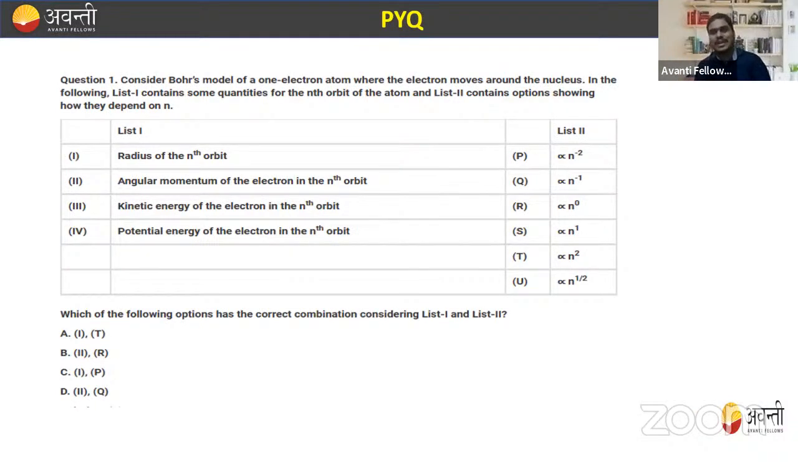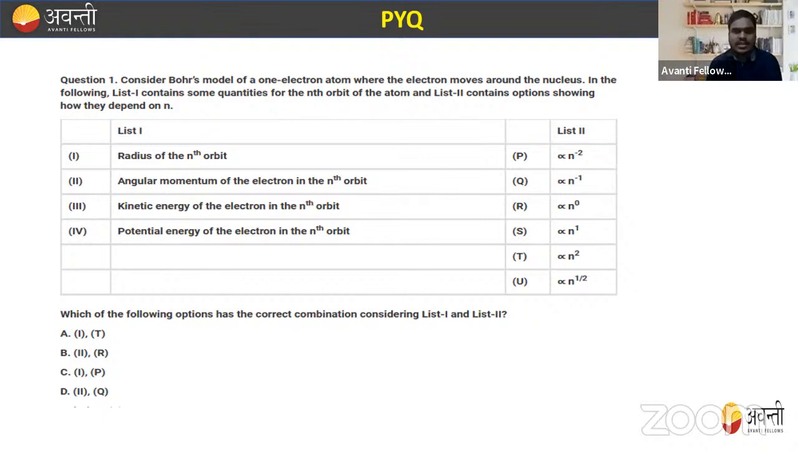This one is very important and very easy to understand as well, because this question is basically based on the Bohr model. We already derived the Bohr model. In this question, they are asking: considering the Bohr model of a one electron atom, where the electron moves around the nucleus. In the following, list 1 contains some quantities for the nth orbit of the atom, and list 2 contains options showing how they depend on n. Which of the following options has the correct combination considering list 1 and list 2? You have to identify which option is correct.